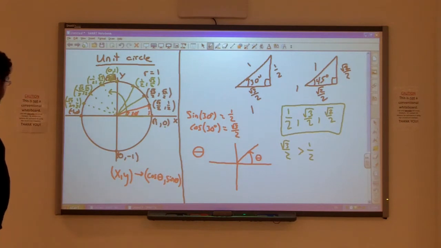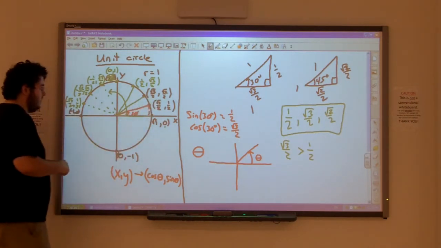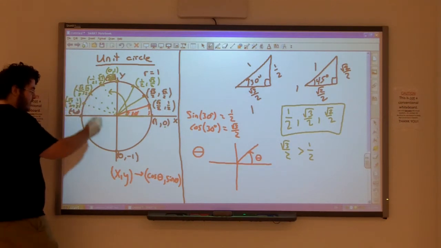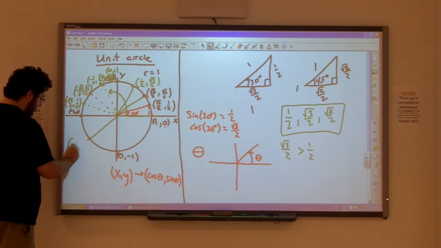Okay, well, we can extend this. So if you notice here, both values are positive. Here, cosine is negative. If we were to go down here, we would see that we get both values being negative.